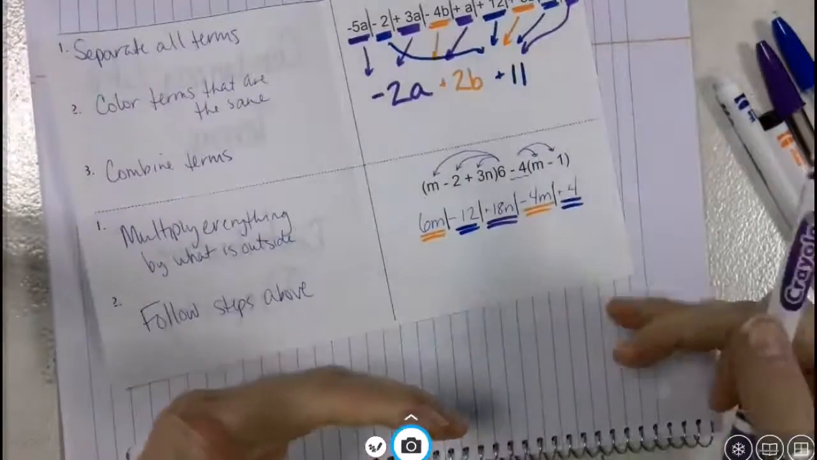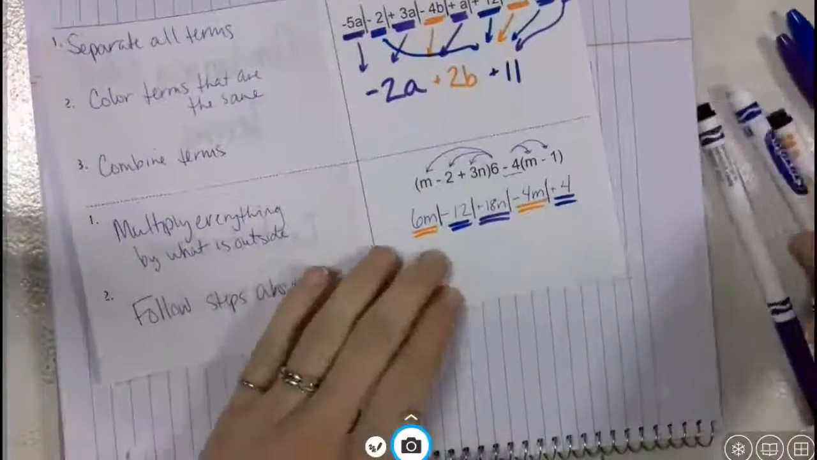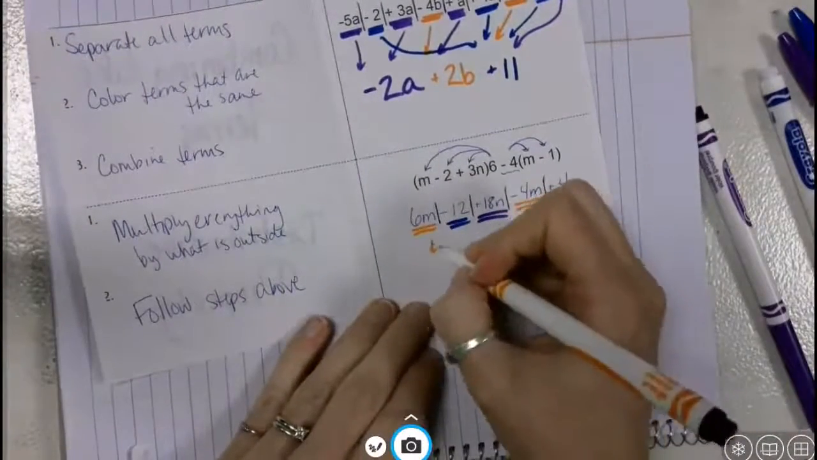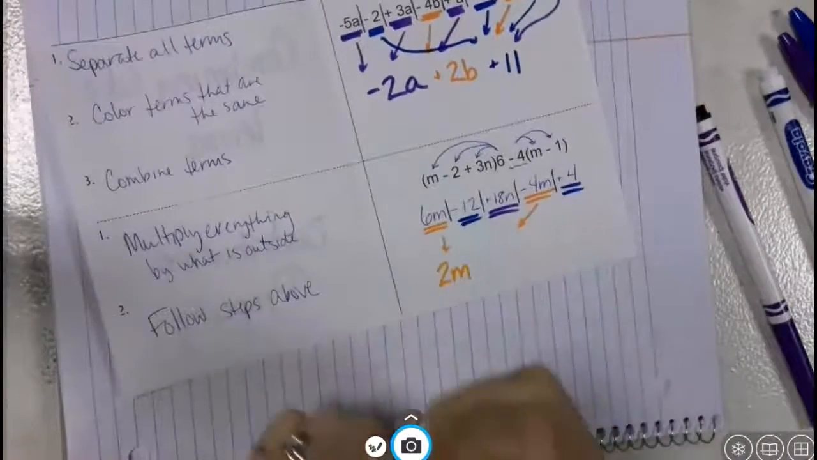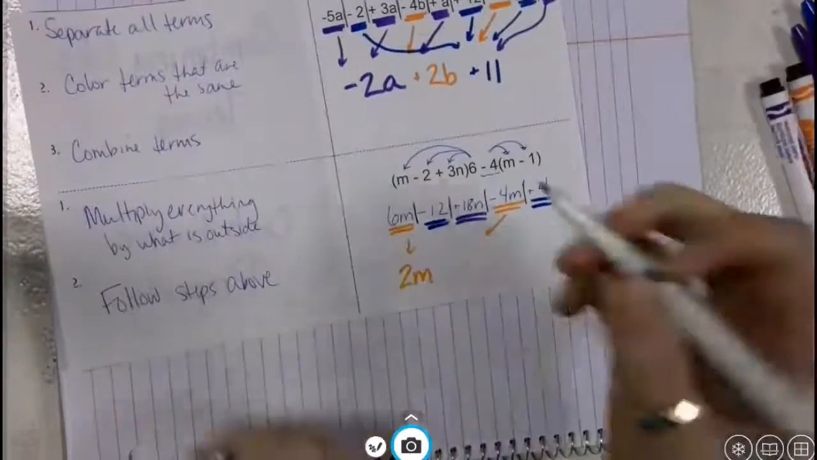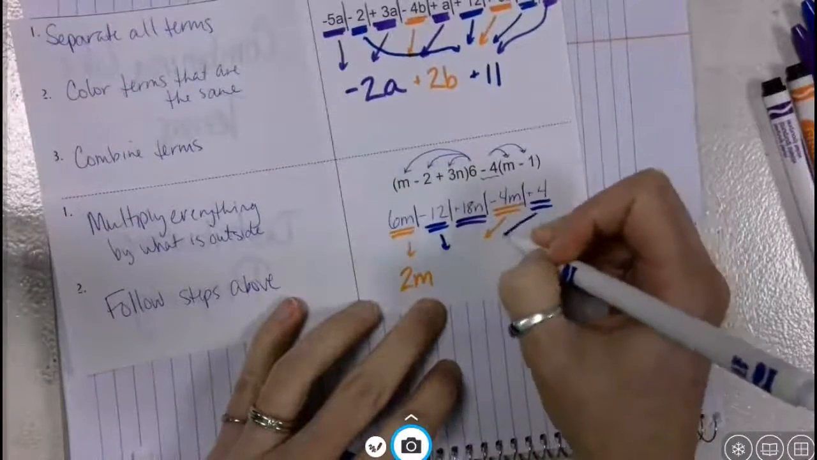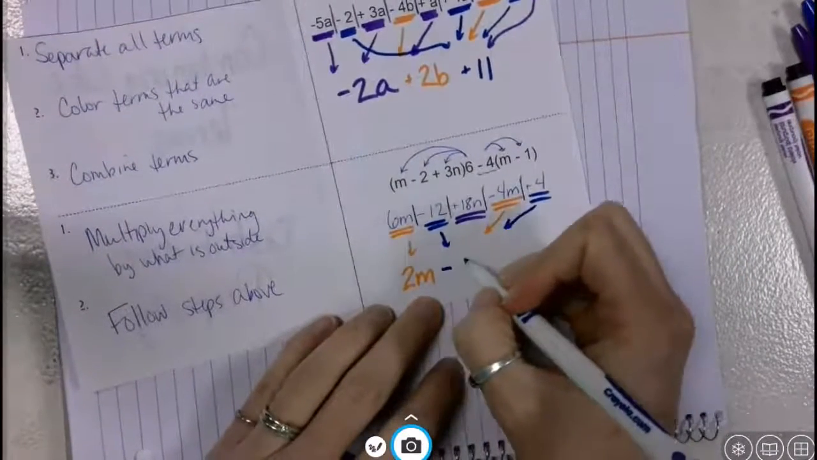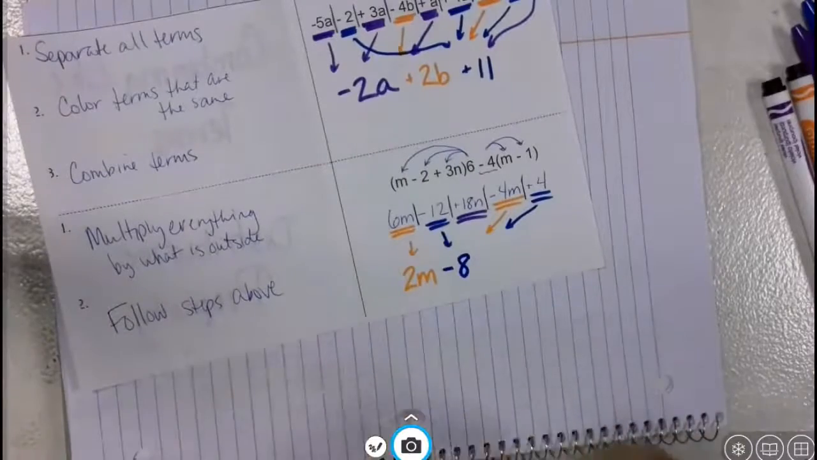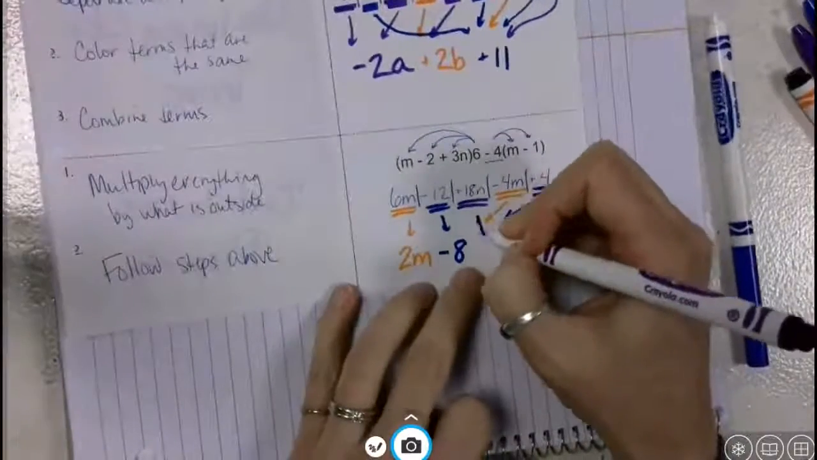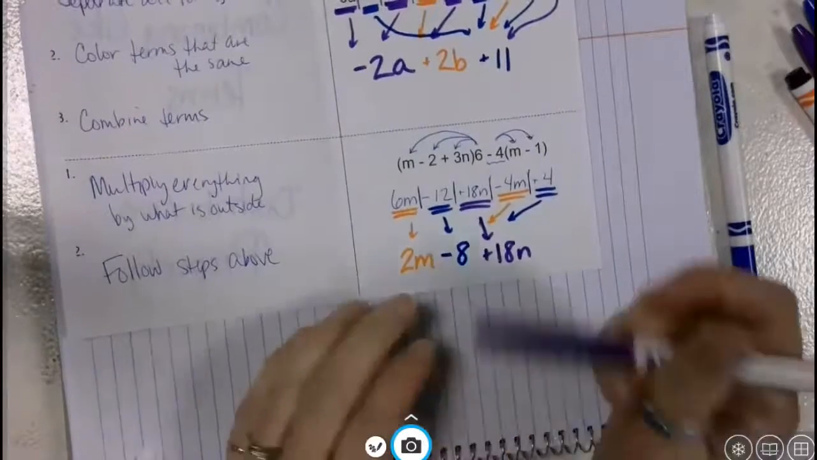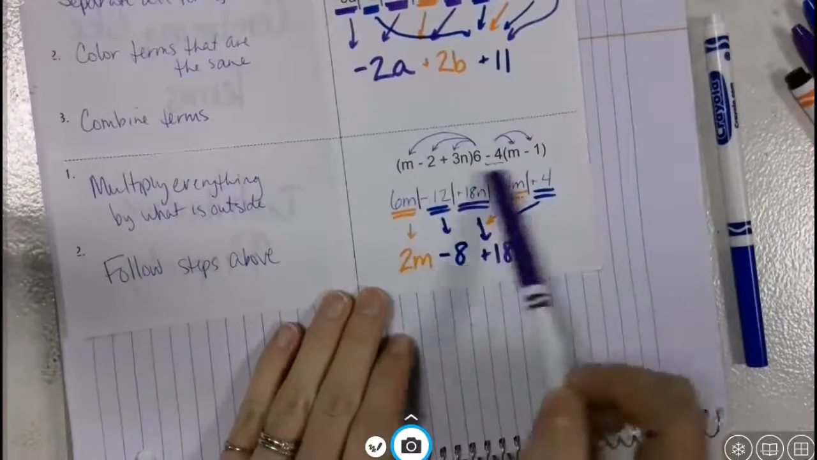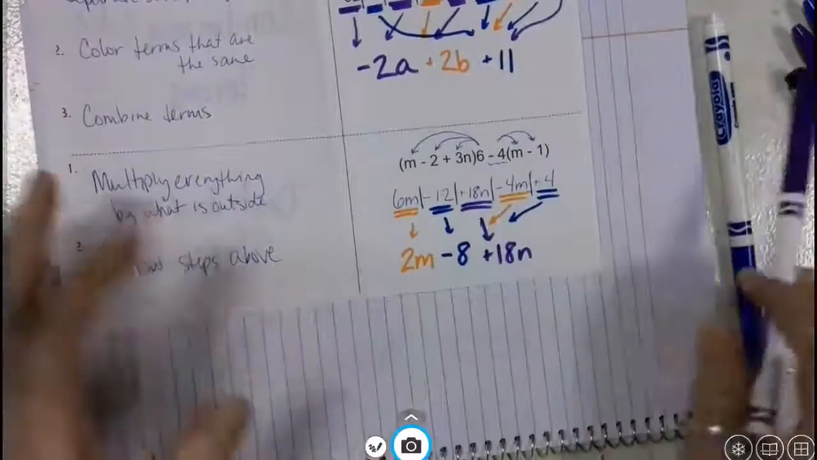And then again, for this example, order is not going to matter at all, so we're just going to start at the beginning. So 6m minus 4m gives me 2m. A negative 12 plus a positive 4 gives me a negative 8. And then there was only 1 with an n, so I can go ahead and write that in, plus 18n. So I've not only just combined the terms, but I've also simplified using my distributive property.